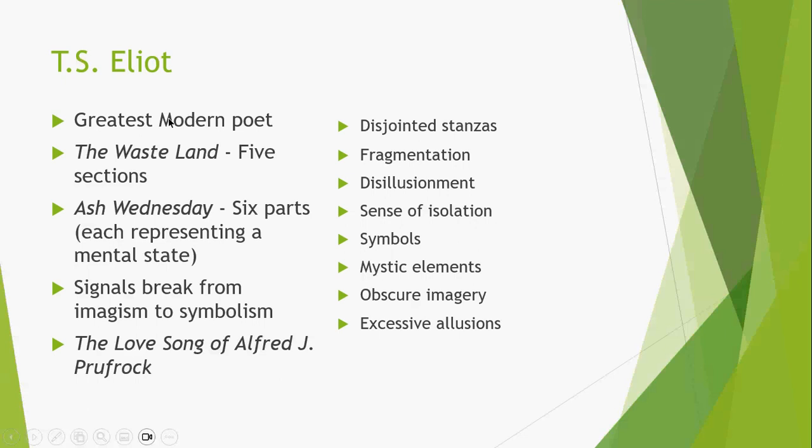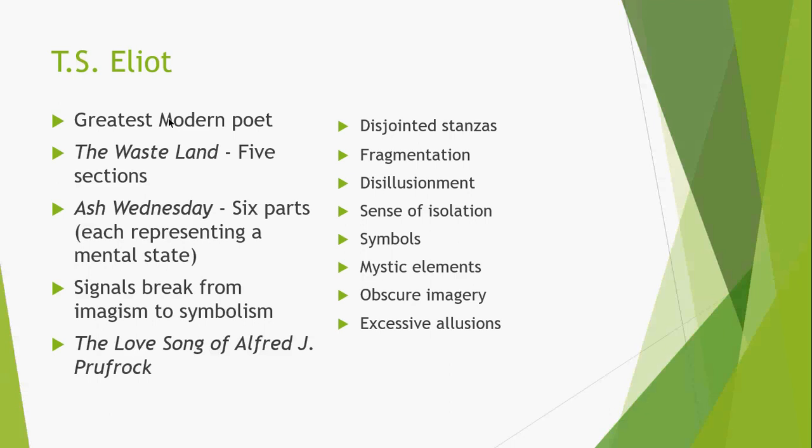In your course on the history of English literature last semester, you talked about various poets, various writers, in the course of which we mentioned The Waste Land, which is divided into 5 sections. Then another poem by T.S. Eliot is Ash Wednesday, and one poem that is prescribed for your study is The Love Song of Alfred J. Prufrock. What we find in the poetry of T.S. Eliot, with specific reference to The Love Song of Alfred J. Prufrock, is the use of disjointed stanzas.